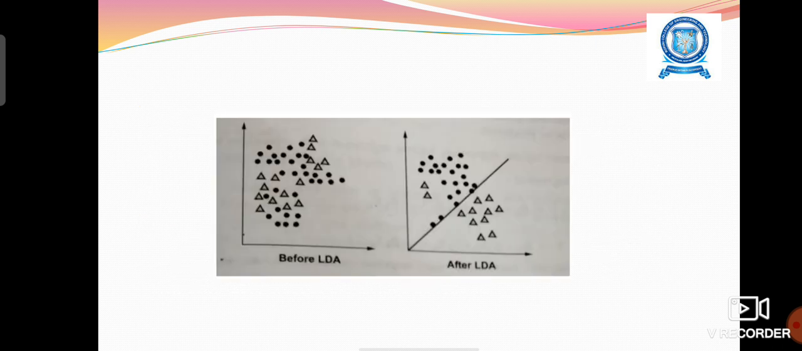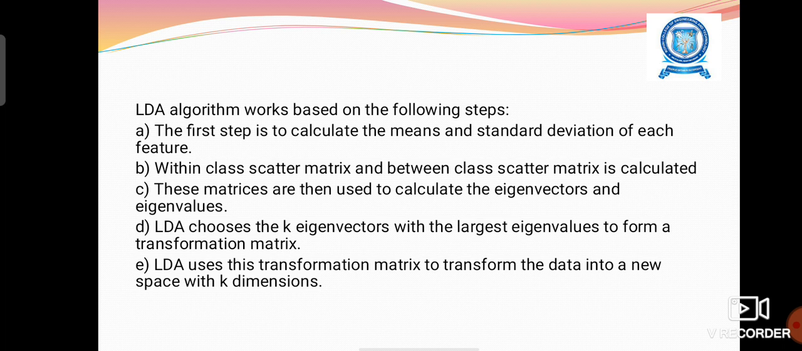So this is the diagram. Before applying LDA, different types of data points are there. Actually in this example, two types of data objects are there. After applying LDA, the LDA will find one line, or plane, which will separate the different data objects. One kind of data objects is accumulated on one side of the plane, and another kind of data objects on the other side. In this way LDA is used for classification.